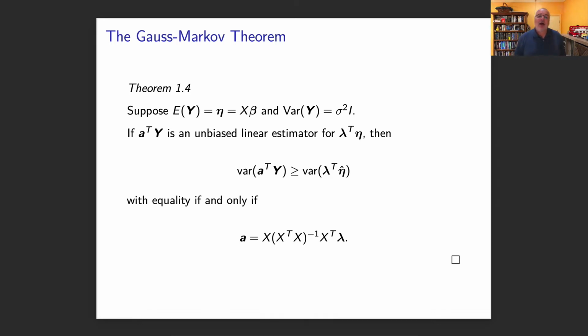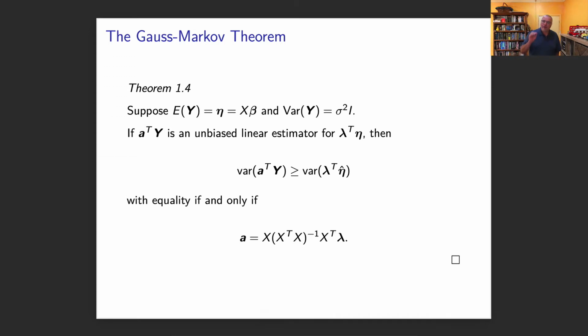Then, I don't care what you've chosen with this, I can always beat it. And how can I always beat it? I can show that the variance of whatever this estimator is will always be greater than or equal to this version, where the way I've done my eta hat is I've used the least squares estimates.